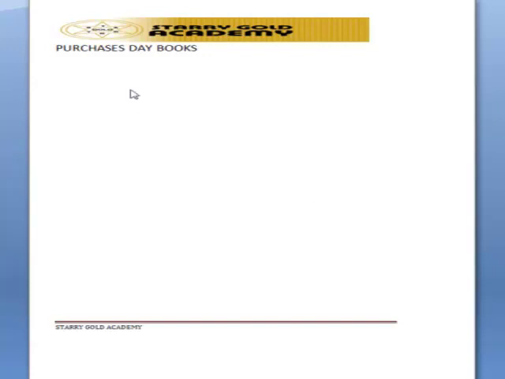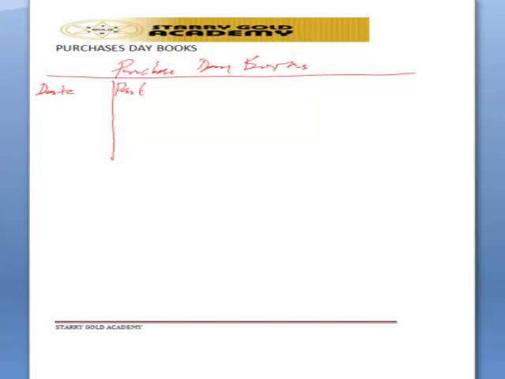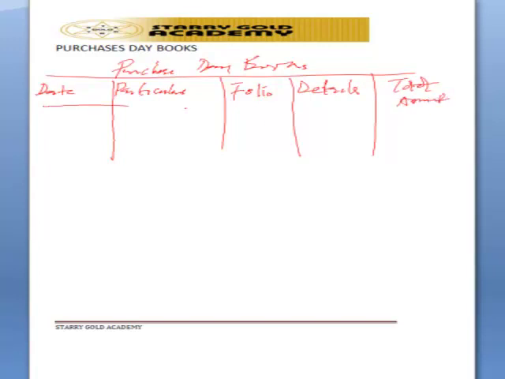It looks the same, so we're talking about the purchases day book. The same pattern: date, particulars, folio, which is used for reference purposes. Then finally we have details. Then we have our total. So it's the same schedule.